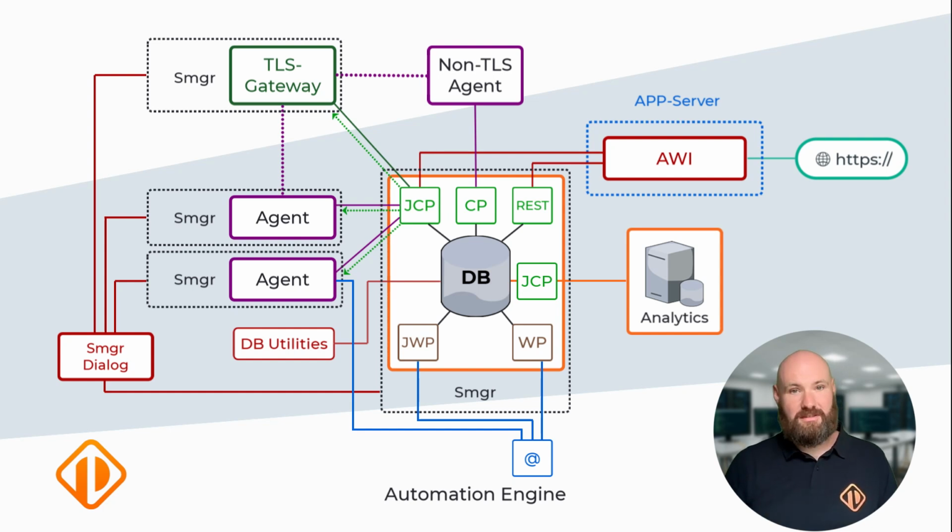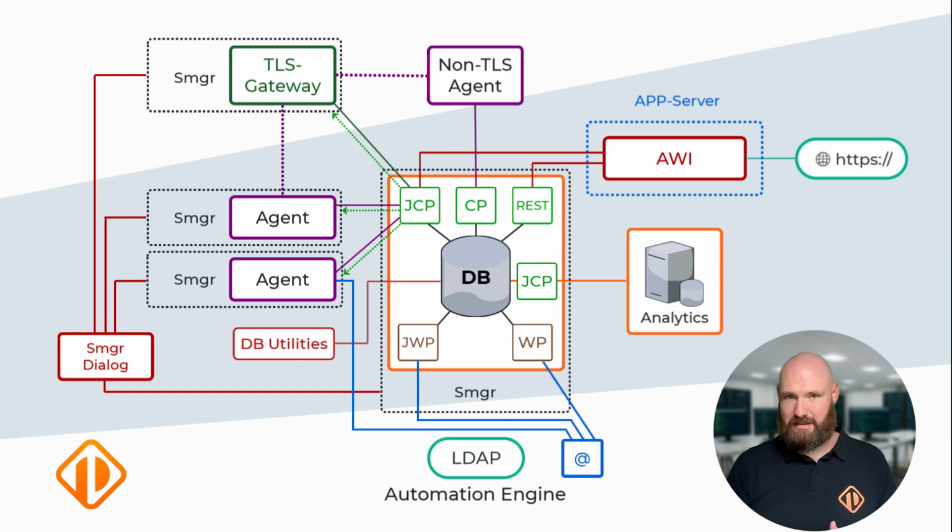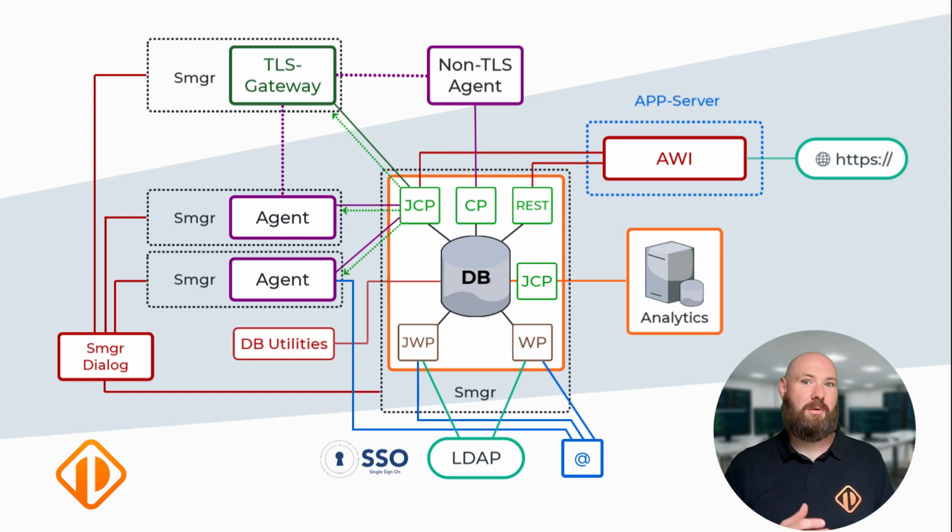A quick note on authentication. You can also connect Automic to Active Directory or LDAP. This also works with the WPs or JWPs. It's even possible to set up single sign-on with Kerberos or SAML. That way, you only have to enter your password once.